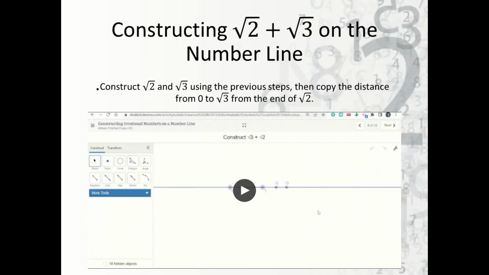Now let's take a look at how to construct square root of 2 plus square root of 3. So we already have square root of 2 and square root of 3. So now we just need to add them to each other. So we would take the distance from 0 to square root of 2 and add it to the end of square root of 3. And wherever that is should be square root of 2 plus square root of 3. And here's a video that shows you how to do it.